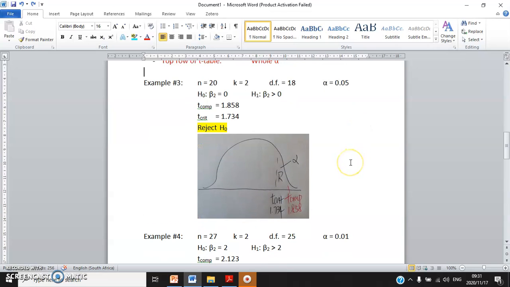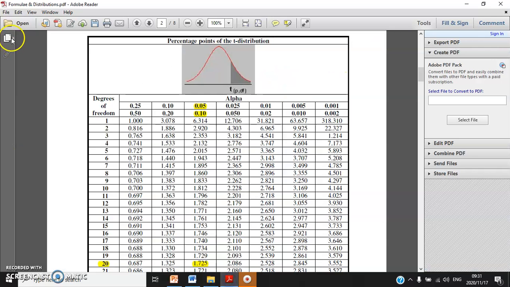Okay, so to fully refresh your memory, let's do questions 3 and 4. Third question, sample size is 20, K is 2, so degrees of freedom is 18, alpha is 5%, so this is my one-sided right tail test. Null hypothesis, do you think the true slope parameter is 0? Alternative hypothesis, do you think the true slope parameter in the PRF is actually greater than 0? It means positive. Computed t-stat, I give it to you out of friendliness, 1.858, so now we have to look for the critical t-stats. Degrees of freedom is 18, alpha is 5%.